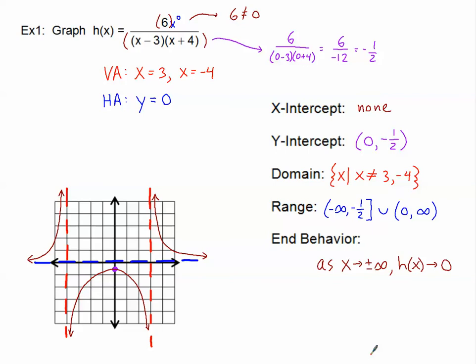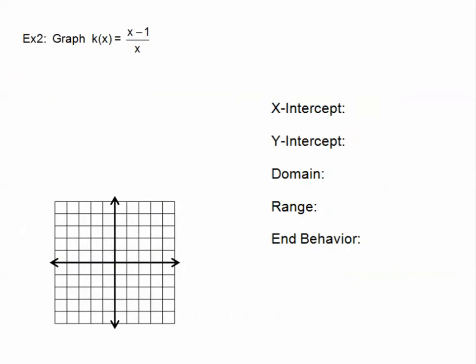Okay, so let's look at example number 2. And let's do the same stuff. I'm going to go in the same order, and I'm going to try to use the same colors. Vertical asymptote first. Well, I only see one thing in the denominator, and that means that x cannot be 0. X equals 0 is my vertical asymptote. It covers up the entire y-axis.